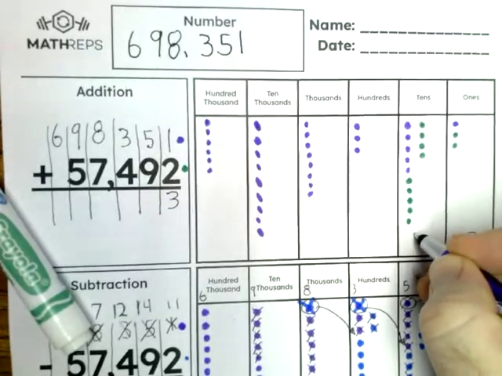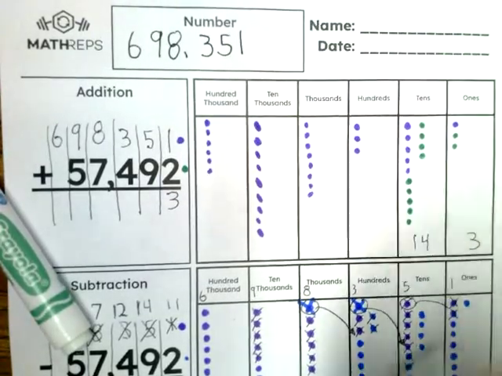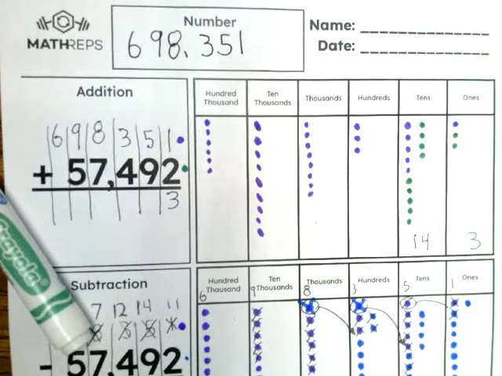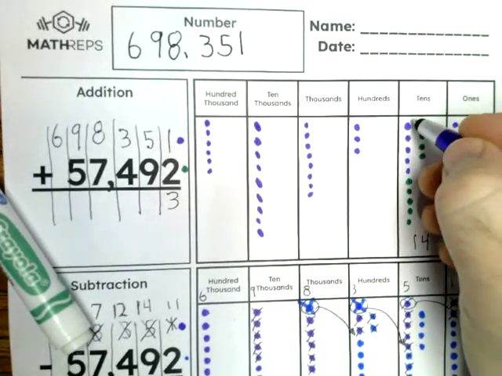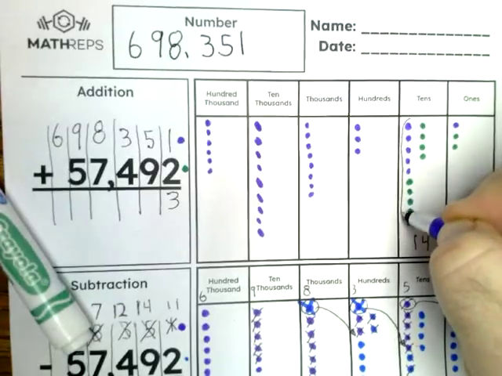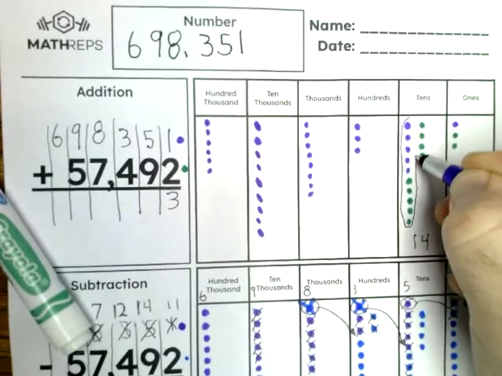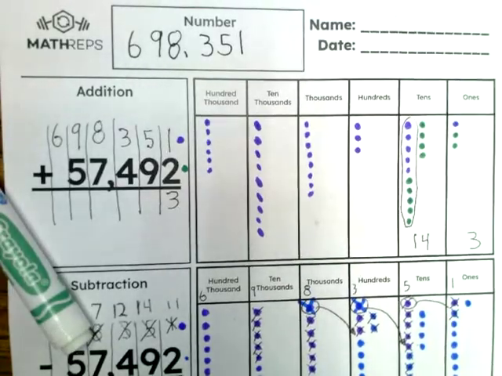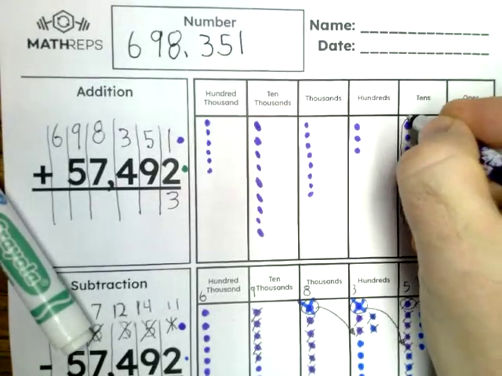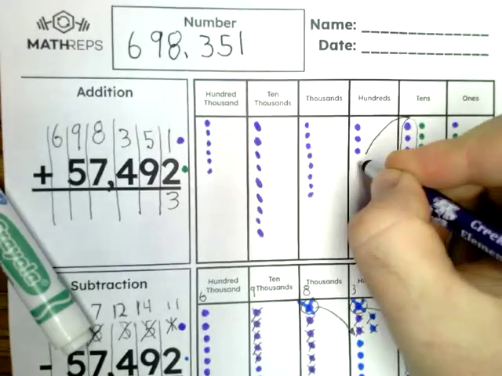So here's where the tricky part is. What we're going to do is everybody say regroup. Oh, let's try that again. Regroup. So this right here, we're going to take this, because technically it's 10 tens. And if we have 10 tens, we're going to move it over here into the hundreds.